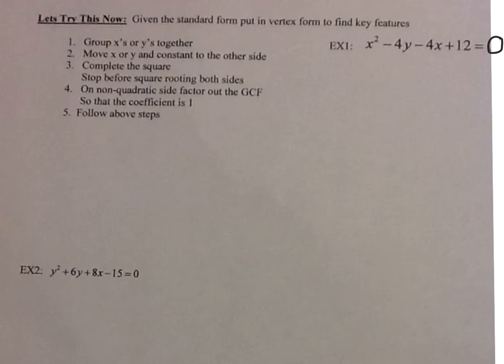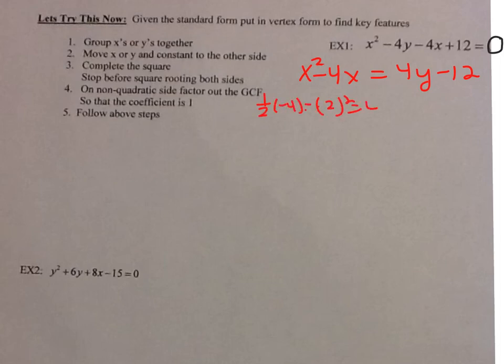All right, so I'm going to group my x's together. So it's going to be x squared minus 4x equals, I'm going to add 4y and minus 12 from both sides. Now I'm going to do half of negative 4 is negative 2. Squared is positive 4. Add it to both sides. We get x squared minus 4x plus 4 equals 4y minus 12 plus 4.